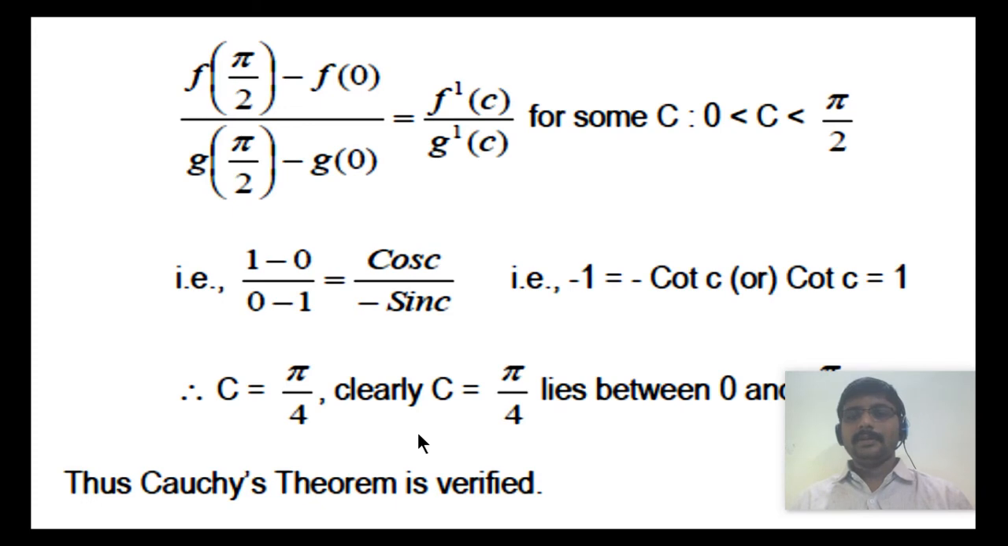So simple, just two functions are continuous, two functions are differentiable in open interval 0 comma pi by 2 and g dash of x is not equal to 0 for all x belongs to open interval 0 pi by 2. Then there exists a point c which lies in open interval 0 pi by 2 satisfying the condition, substituting the functional values and computing for c. Here c value clearly lies in the open interval 0 pi by 2. Hence the Cauchy's mean value theorem is clearly verified.